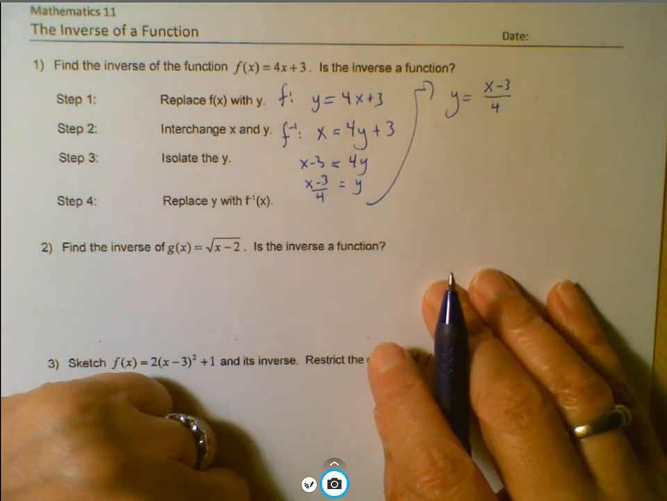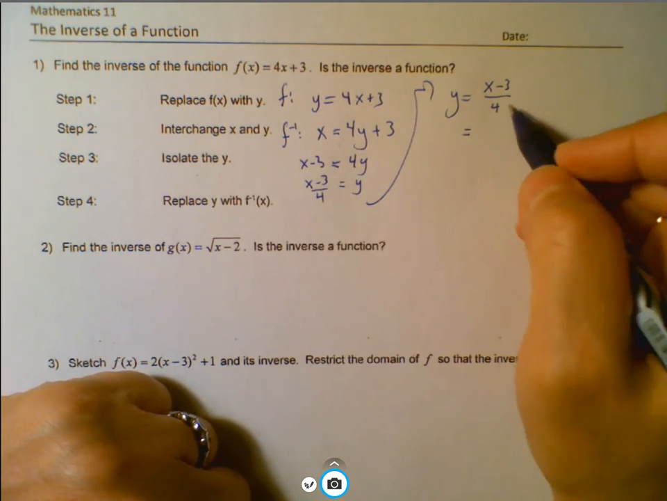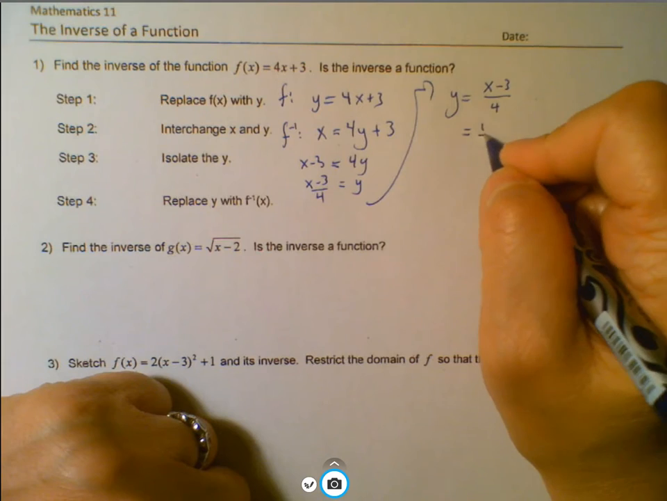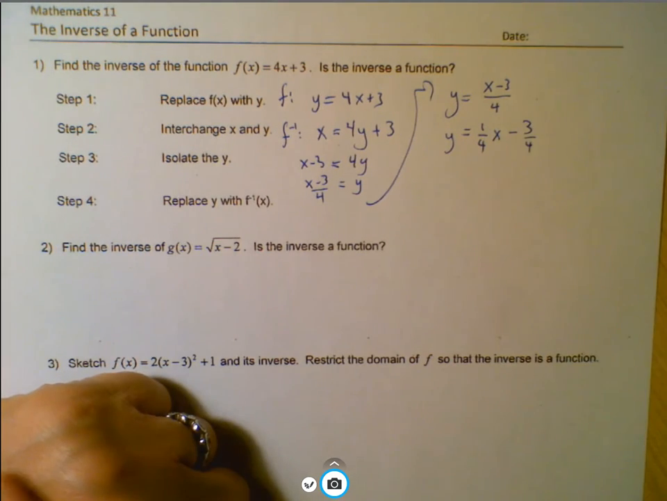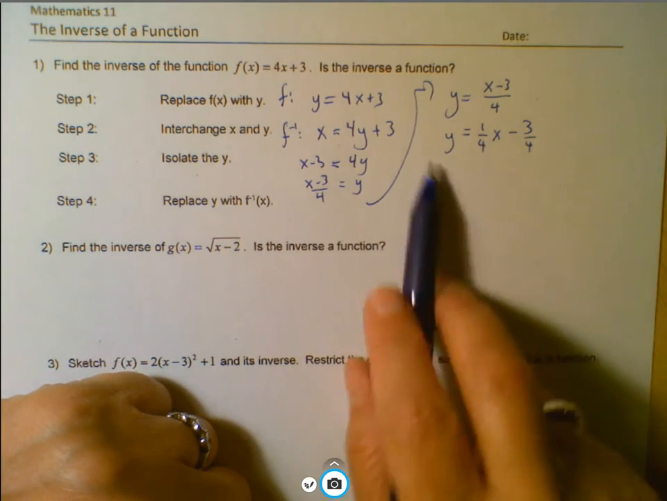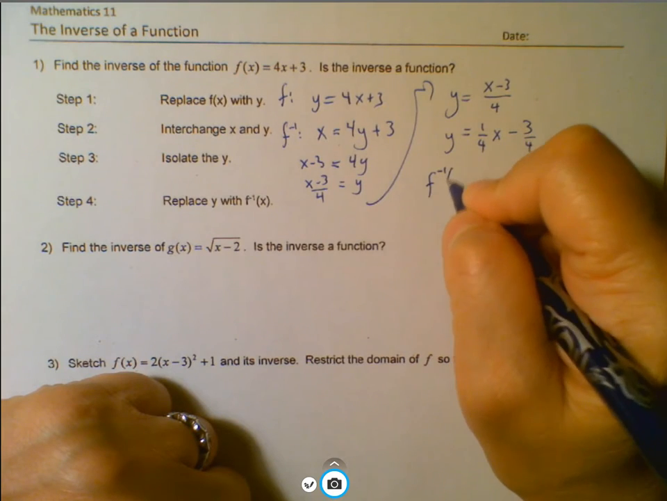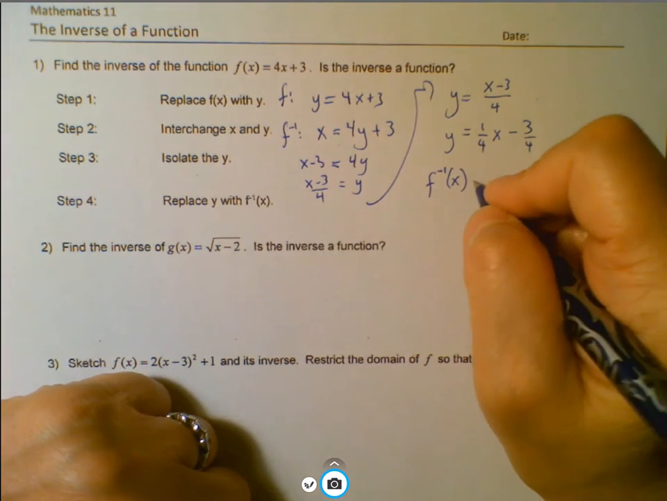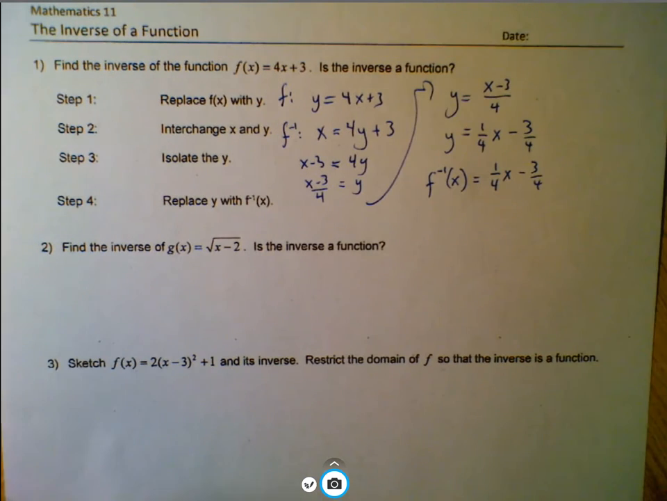All right, and actually, if you don't recognize what this is, it's also a line, because we can split this into two parts. So this is y equals 1 over 4x minus 3 over 4. So it really is y equals mx plus b. And because this is a function, because if I sketch this, it will pass the vertical line test, I can actually replace the y with f inverse. So f inverse of x is 1/4 x minus 3/4. All right, and that's the equation of the inverse, completely algebraically.